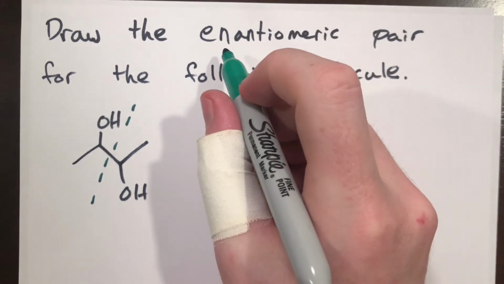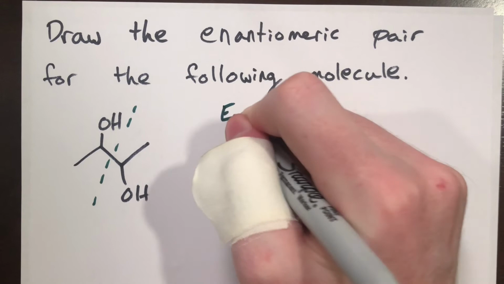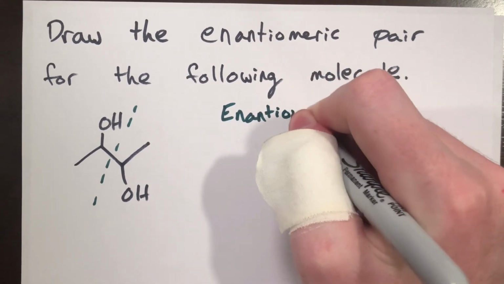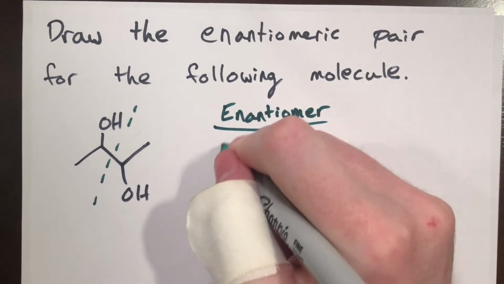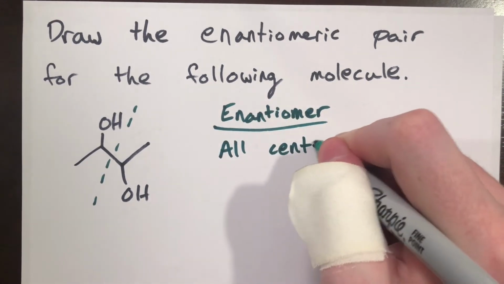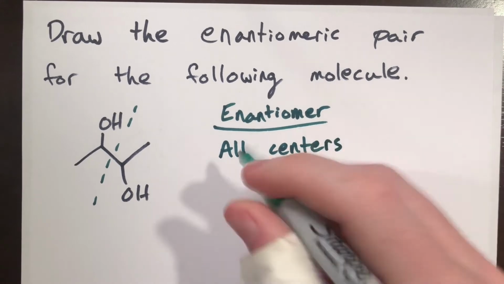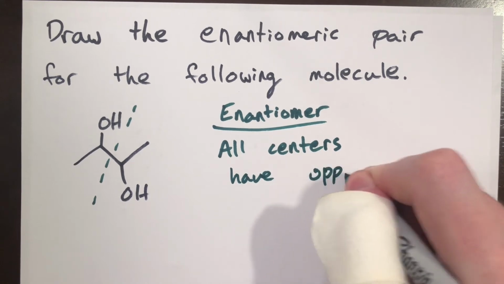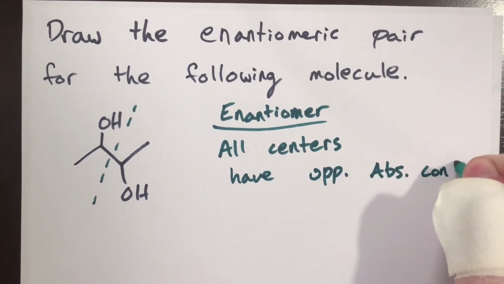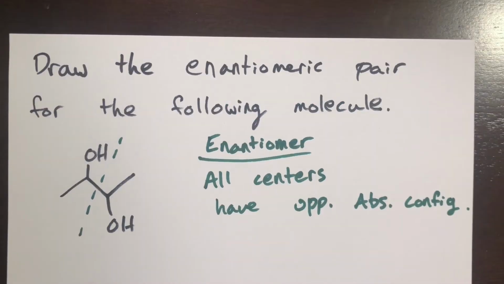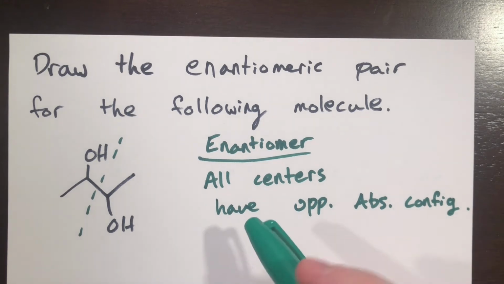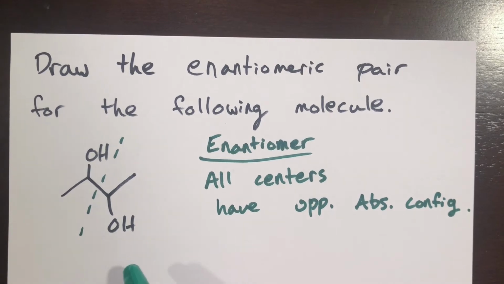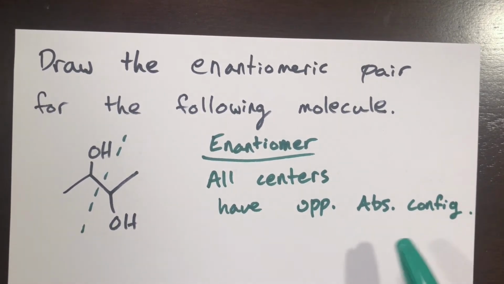And also, to answer this question successfully, we need to recall what an enantiomer is. An enantiomer is a pair or a relationship between molecules in which all chiral centers have opposite absolute configuration. So I'll just say all centers have opposite absolute configuration. So what that means is if you're going to look at two molecules that are enantiomers, the absolute configuration would have to be RR and SS in order for all the absolute configurations to be opposite to meet the enantiomer requirement.